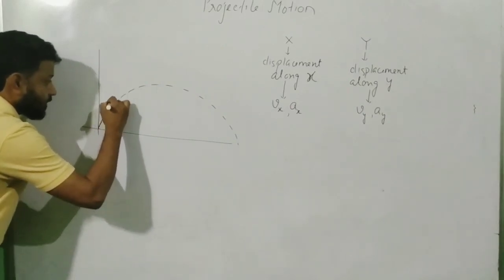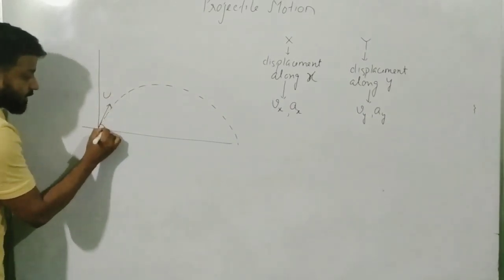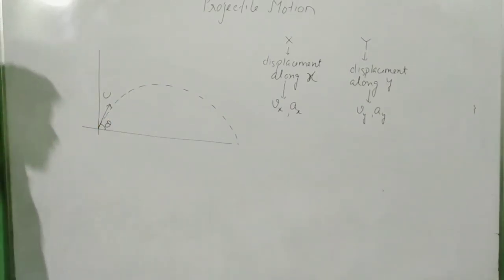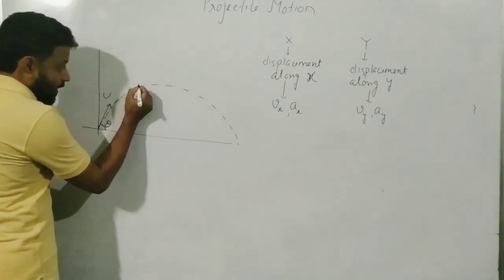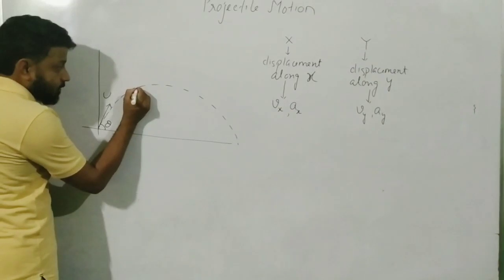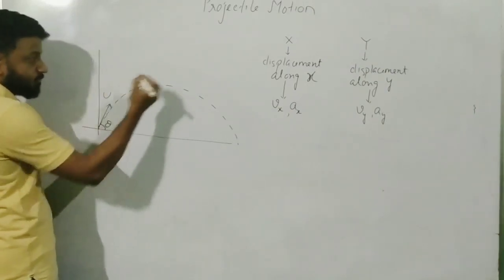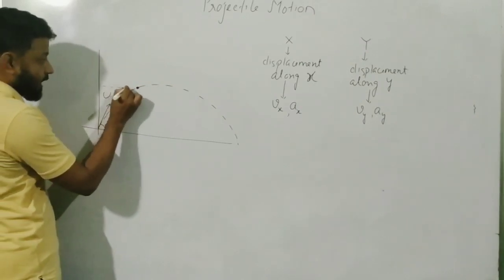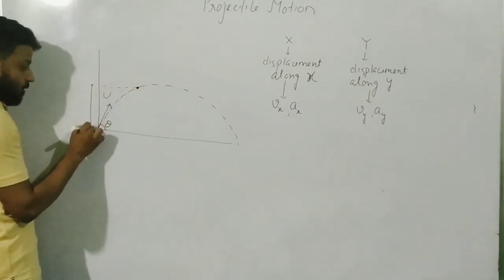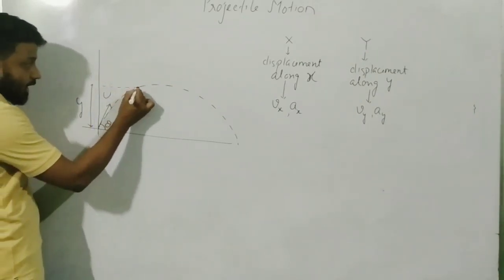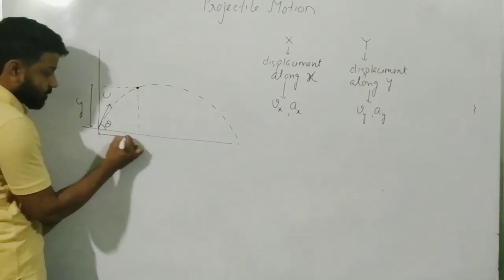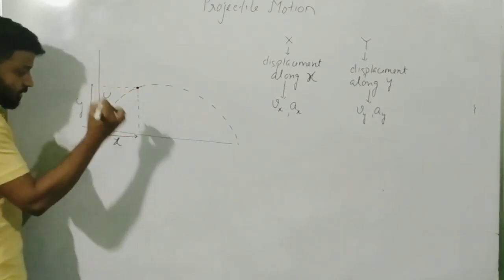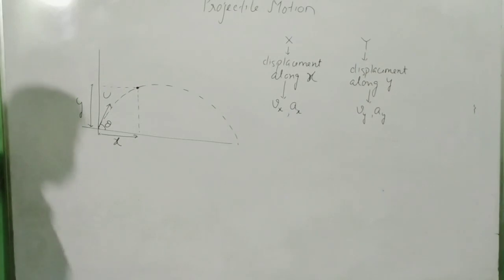So this one is your initial velocity which makes an angle of theta. Alright. Let us consider that at any instant of time the body has reached here, before the maximum height, anywhere. Consider that this particular point has undergone a y displacement and has undergone an x displacement.